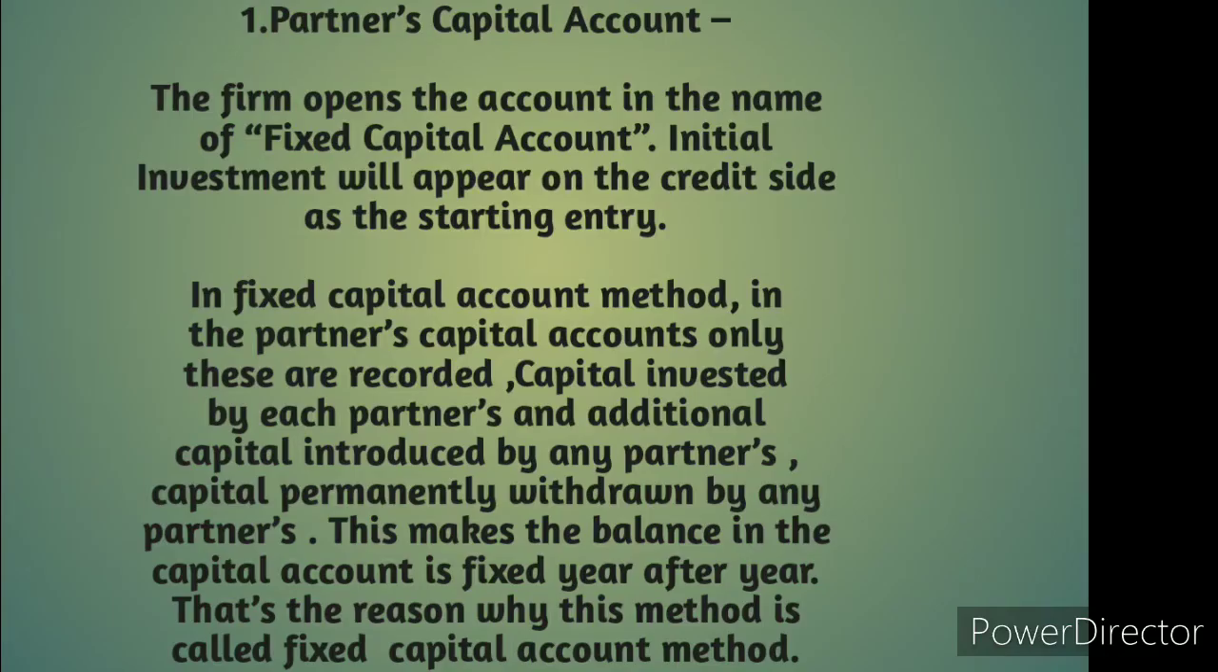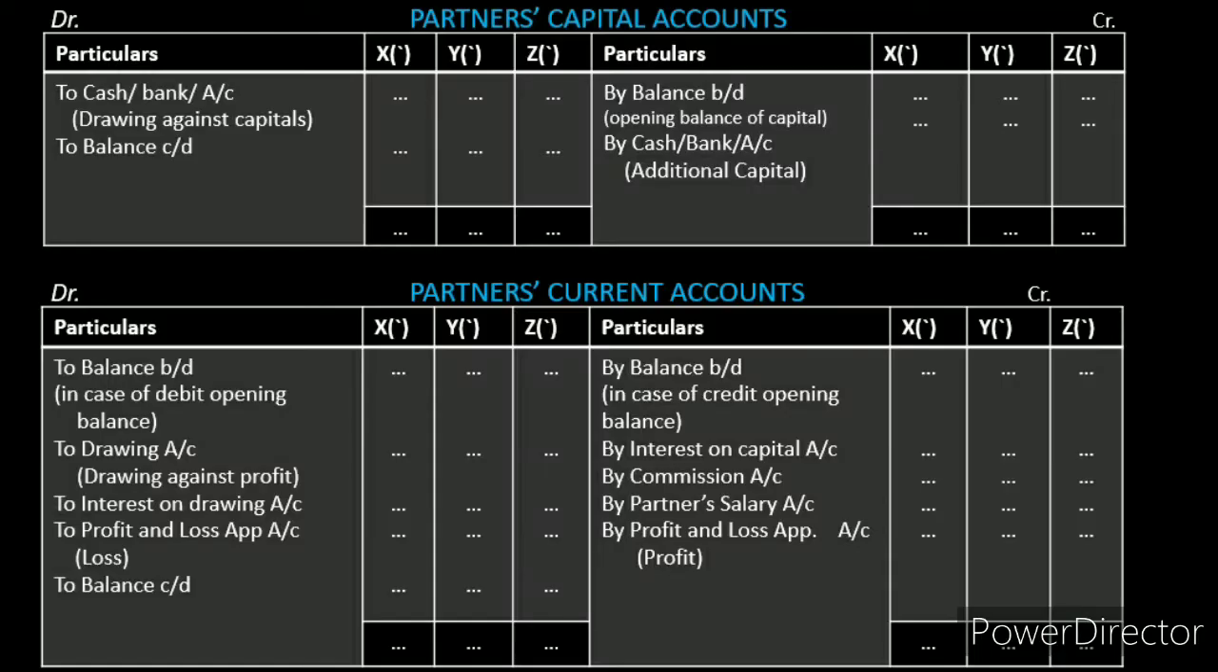First one is the partner's capital account. The firm opens the account in the name of fixed capital account. Initial investment will appear on the credit side as the starting entry. In the fixed capital account method, in the partner's capital account, only these are recorded: capital invested by each partner, the additional capital introduced by any partner, and capital permanently withdrawn by any partner. This makes the balance in the capital account fixed year after year. That is the reason why this method is called the fixed capital account method.